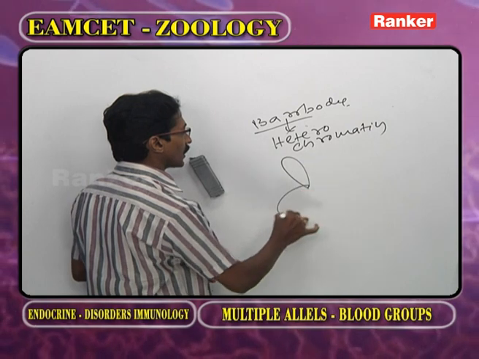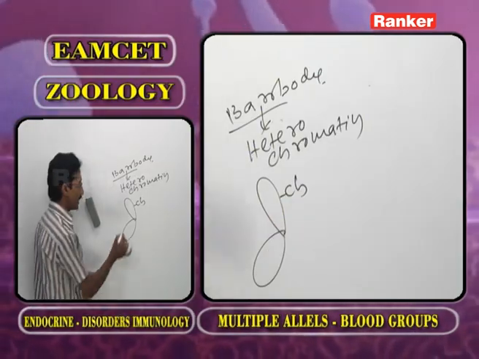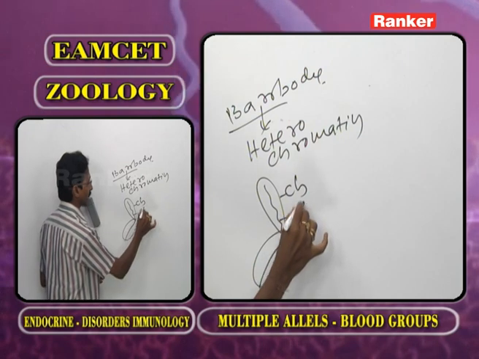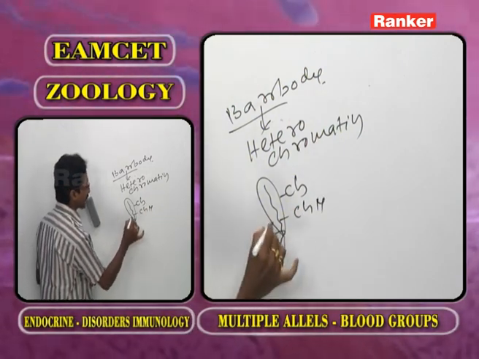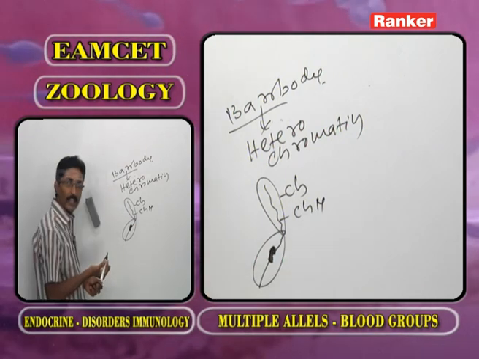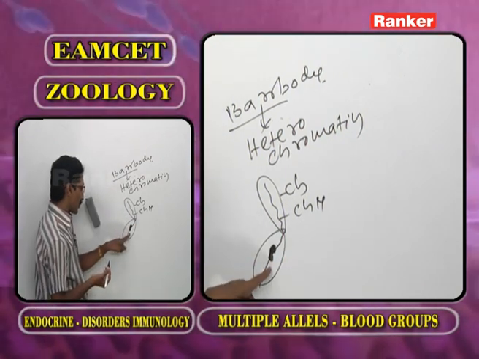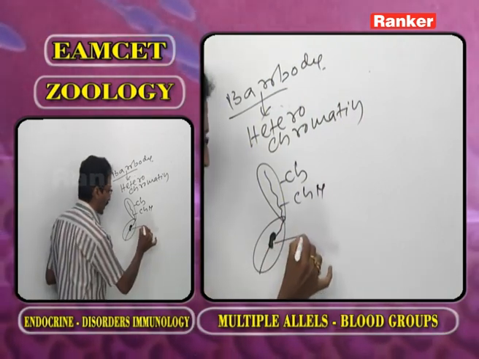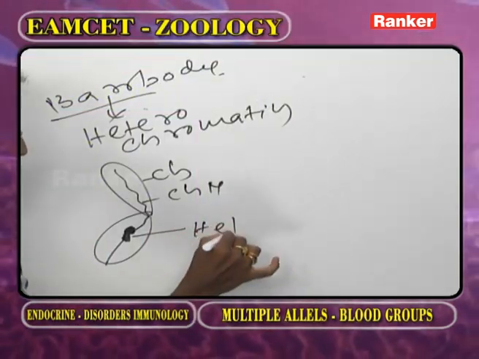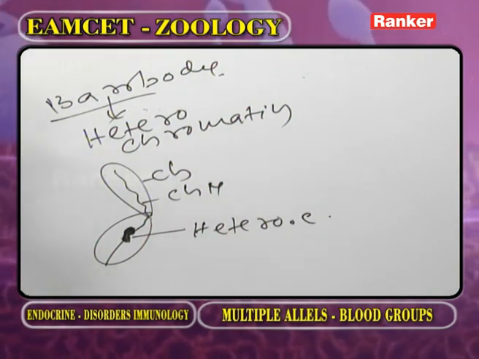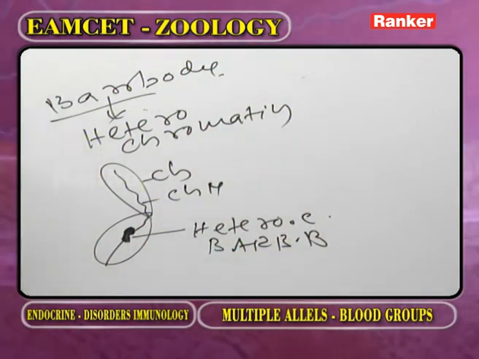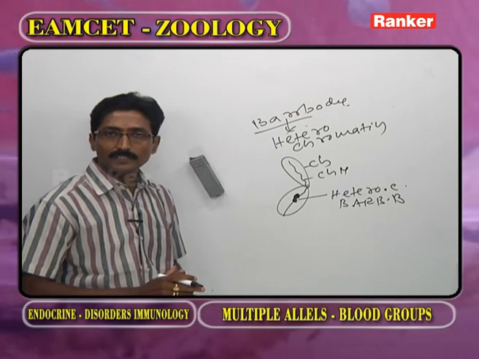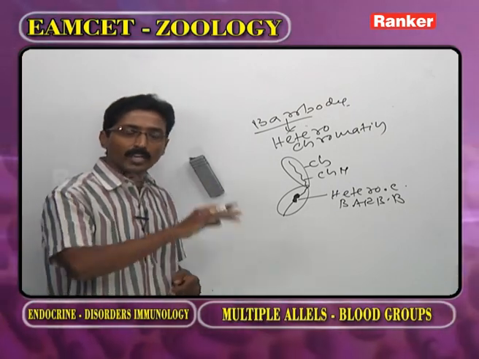Now this one we call it as the chromosome. In the chromosome, what is present? The chromatin material. Here and there, the chromatin material is darkly stained. The place where chromatin material is darkly stained, that we call it as the heterochromatin. That heterochromatin is named as the bar body. The bar body is present in all female human beings. Bar body is absent in all male human beings.